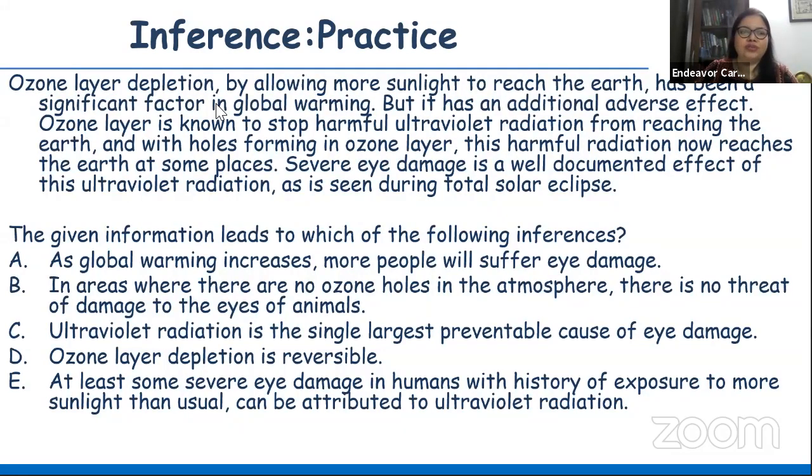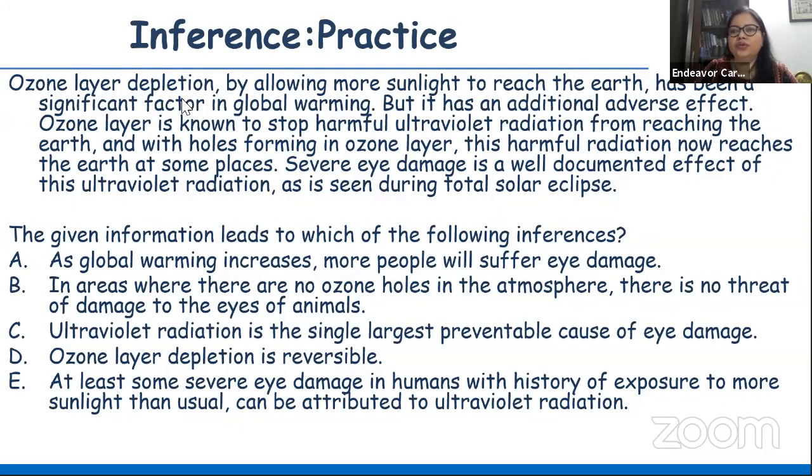So one cause, ozone layer depletion, leads to two effects. A leads to B, A leads to C. A leads to B. What is B? Global warming. A leads to C. What is C? Severe eye damage. So can I make a connection between one effect and the other effect?